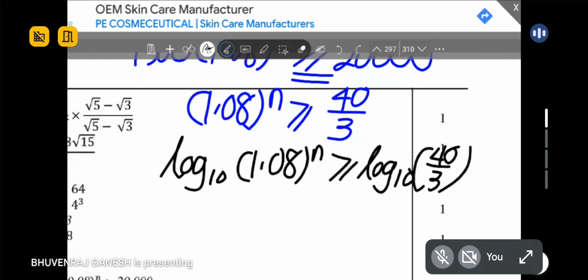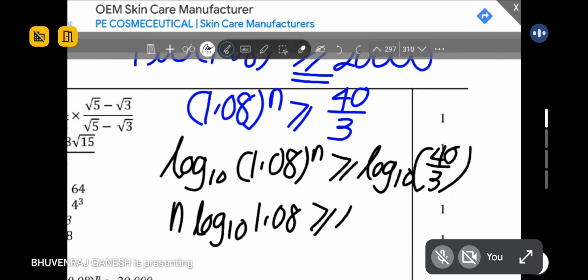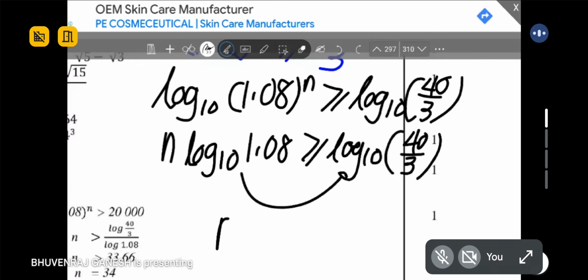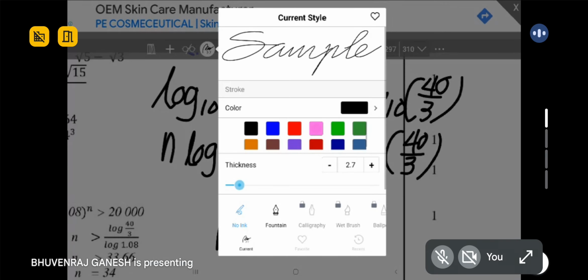Bawa n ni turun. So you will get n log 10 1.08 greater than or equal to log 10 40 over 3. So now pindahkan yang ni lah. Just shift it to the right hand side. So n, okay. Be careful lah, guys.